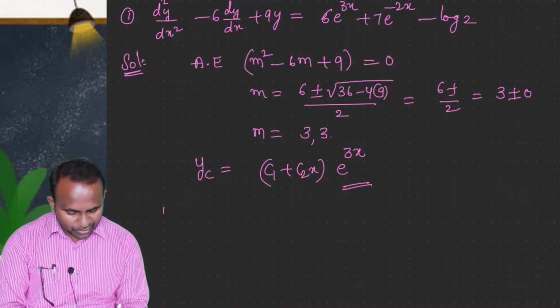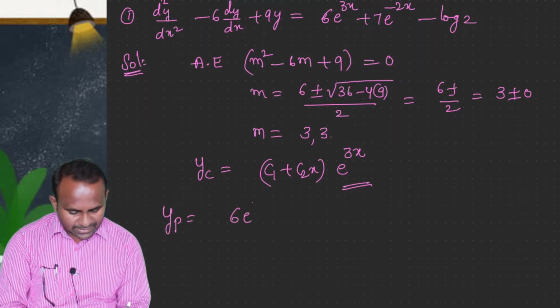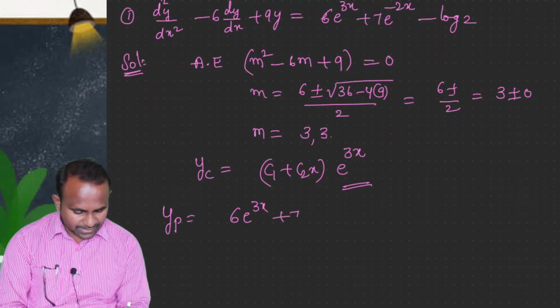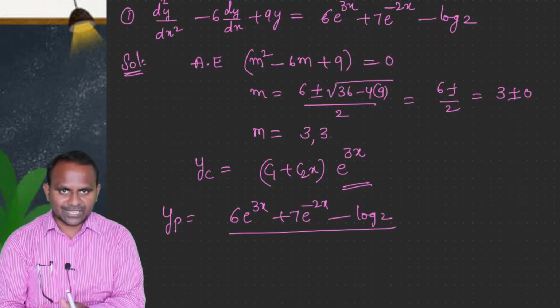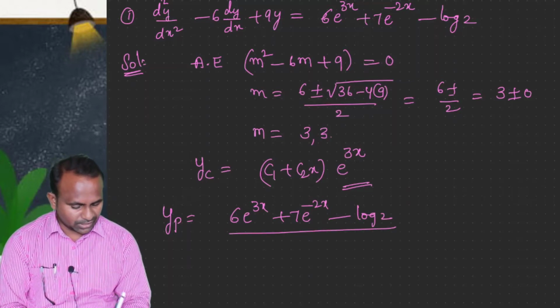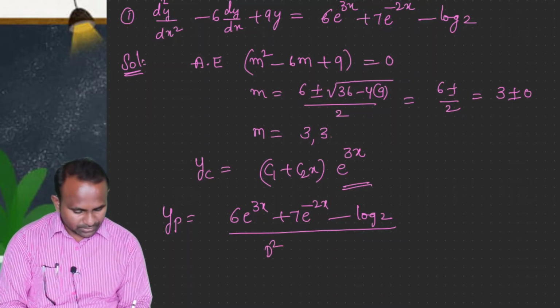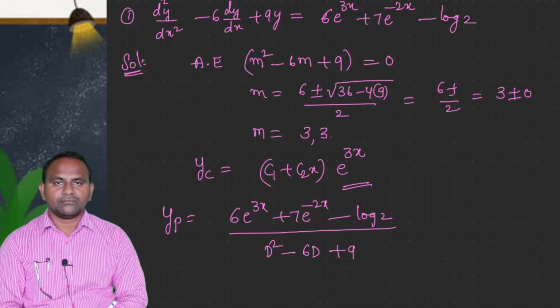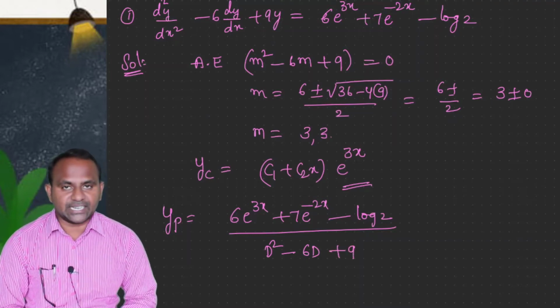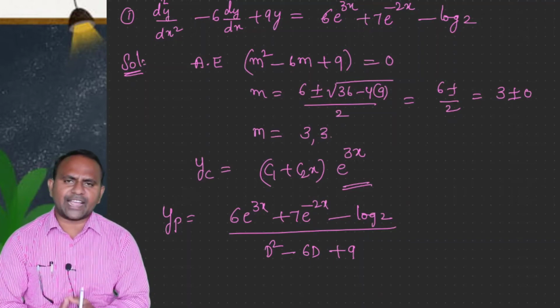See, your particular integral y from this differential equation: the right side is 6 e^(3x) + 7 e^(-2x) - log 2, over f(D), because f(D) into y is on the left side, so you can write f(D) on the right side. That is D squared, because second derivative, minus 6 times D plus 9. So this is the particular integral we are interested in, but there are 3 different terms in the numerator, so we need to split the fraction for that.